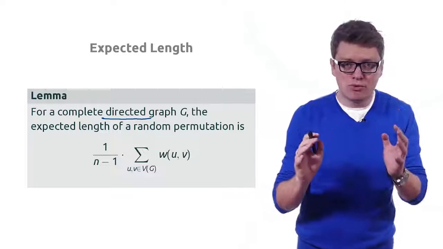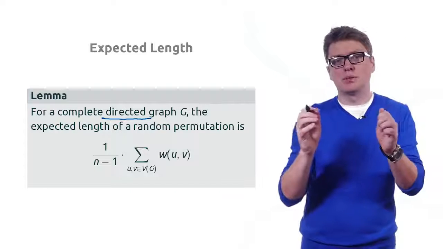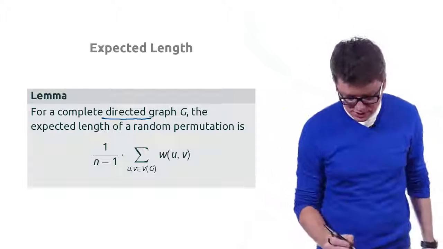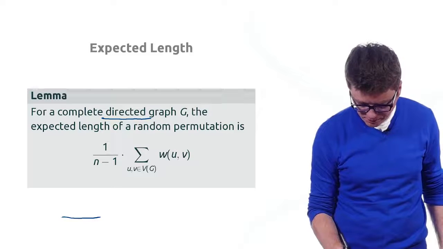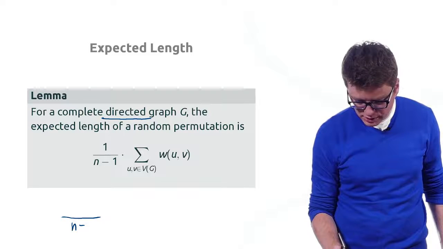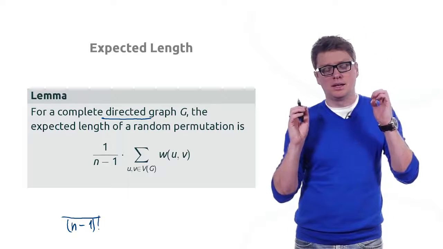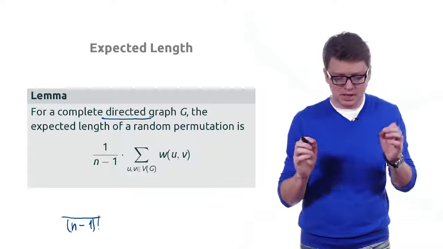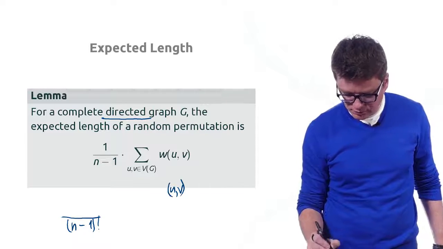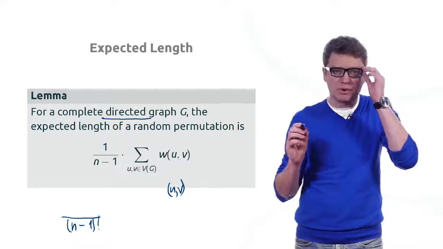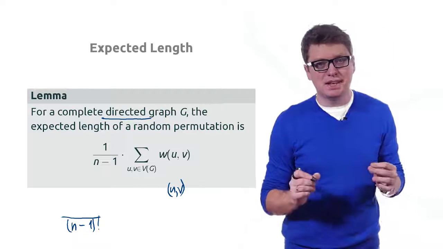If you would like a more formal proof, you can argue as follows: the total number of different cycles, as we've discussed, is n factorial, right? Is n-1 factorial. I'm sorry. Now let's do the following. Let's fix a particular edge, for example UV, and let's count the number of cycles that contain this particular edge.